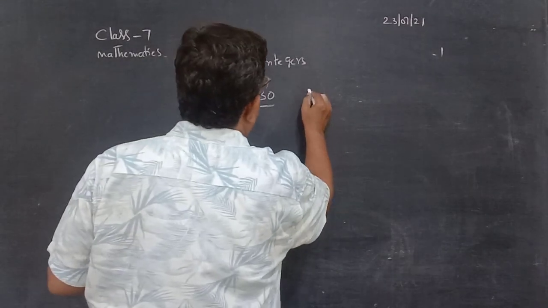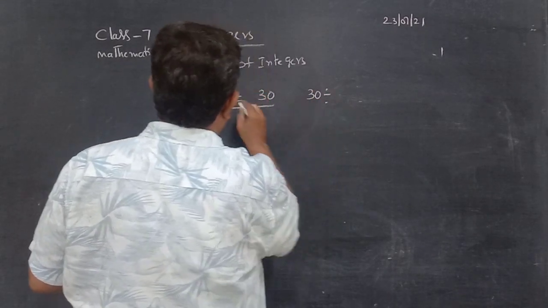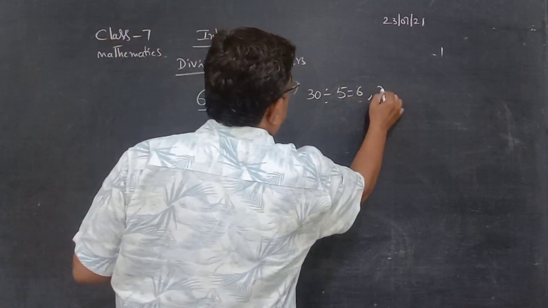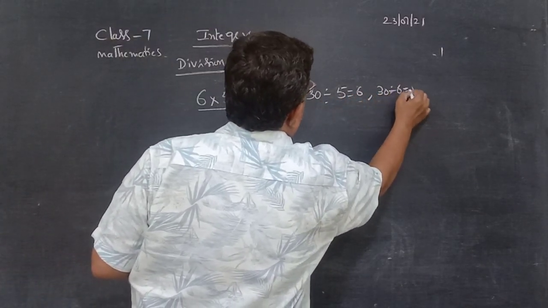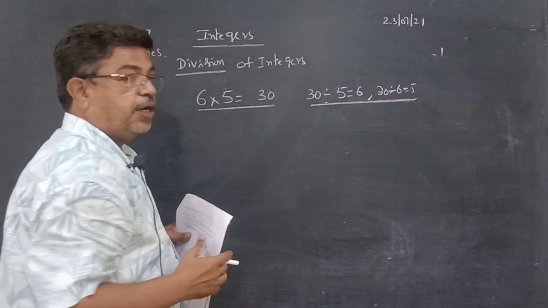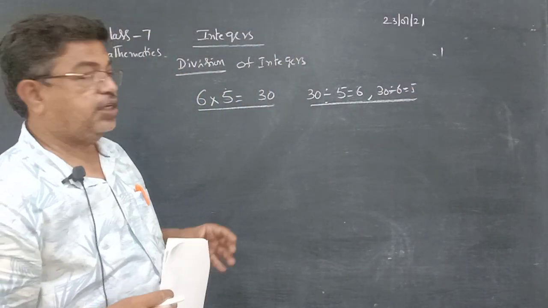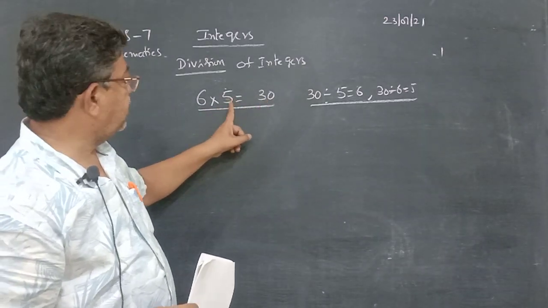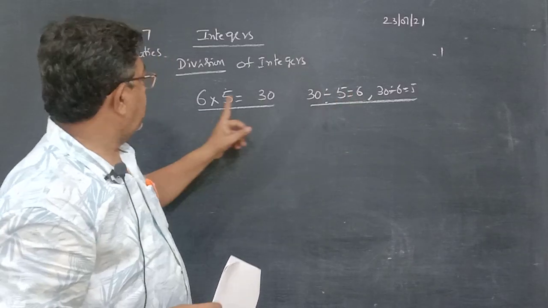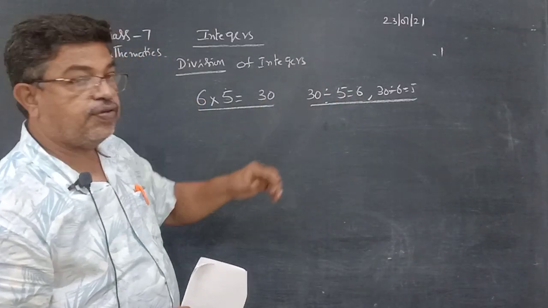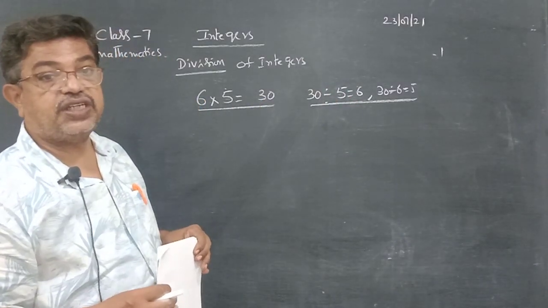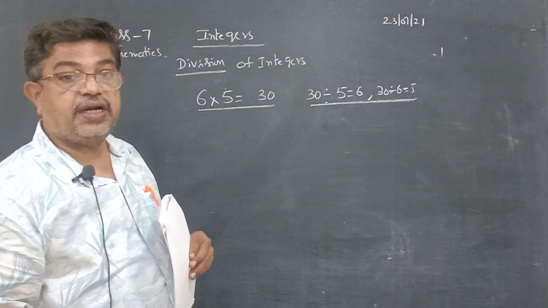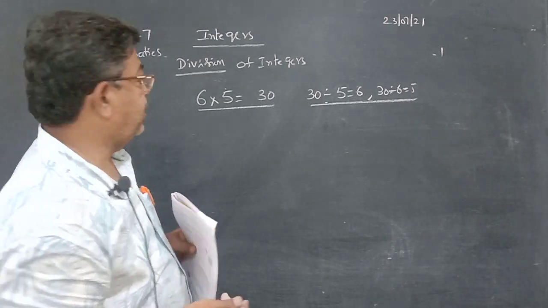Now, I am taking two division statements from this. 30 divided by 5, I get 6. And 30 divided by 6, I get 5. So, in the multiplication statement, you have two division statements. 6 into 5 equal to 30. That product 30 is divided by 5 to give you 6. And the product 30 is divided by 6 to give you 5. So, we observe 5 and 6 are the factors of 30. A multiplication statement contains two division statements.